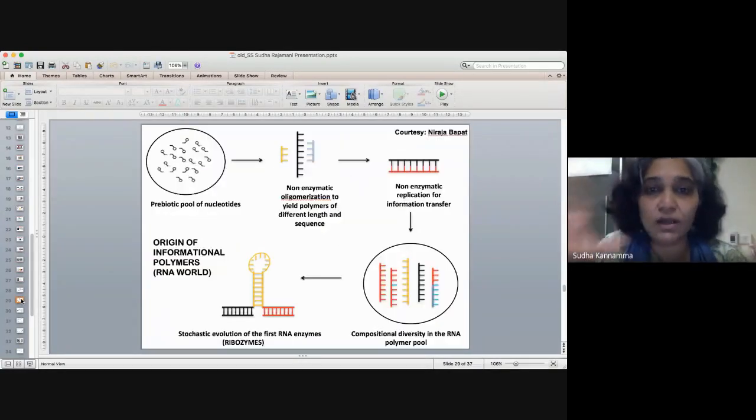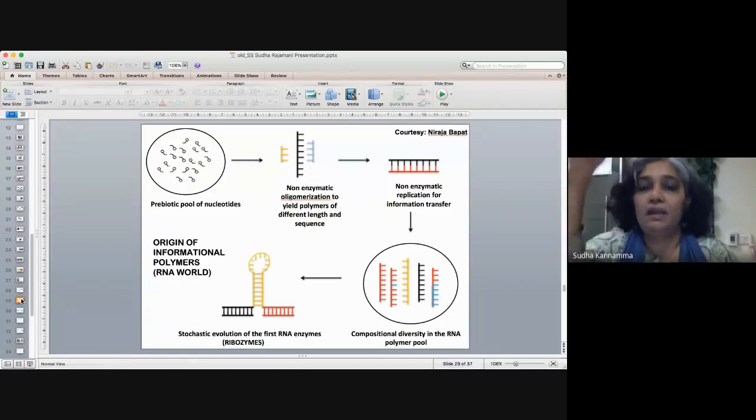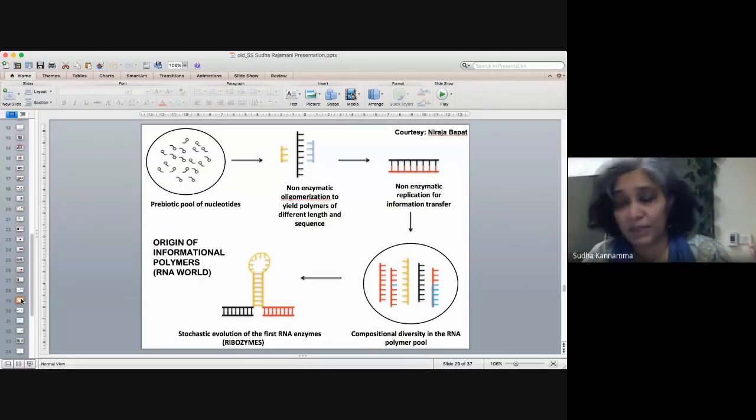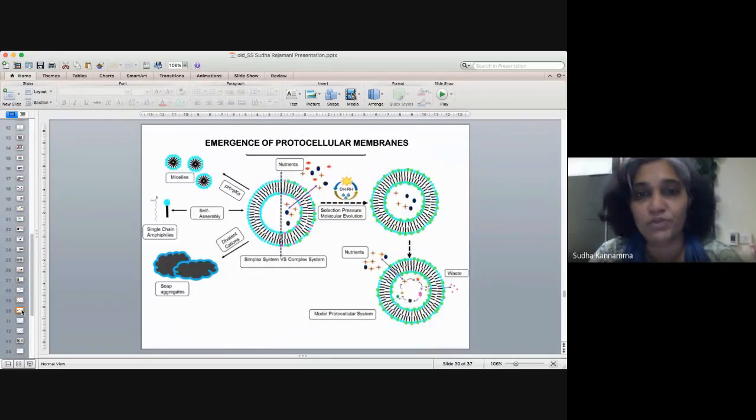So we are interested in understanding how the prebiotic pool of nucleotides led to the formation of polymers, no enzymes again, hence non-enzymatic, and once these polymers come about, how do they replicate information, again in the absence of enzymes, and what kind of compositional diversity existed in this RNA world space, which eventually allowed the emergence of the first enzymes on Earth, which are RNA enzymes or ribozymes.